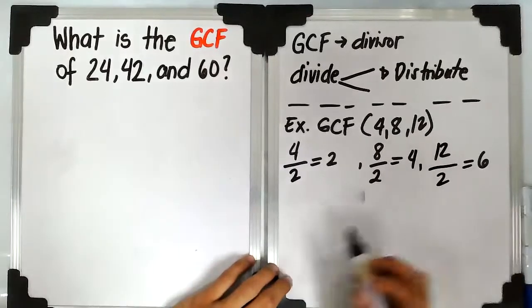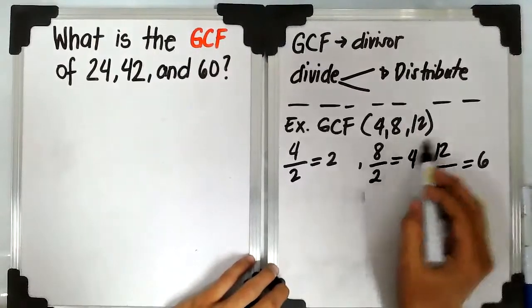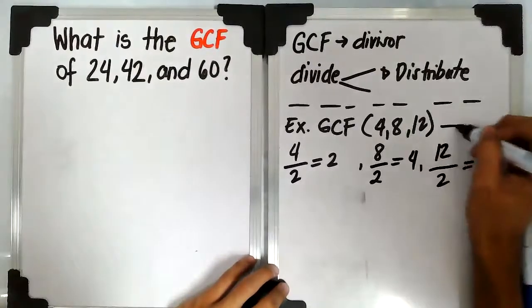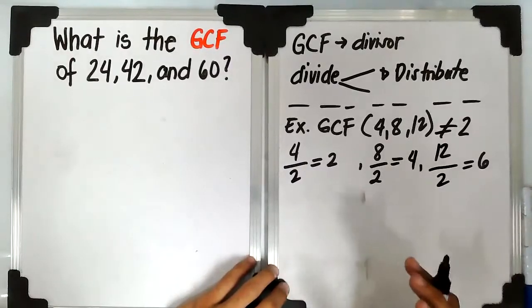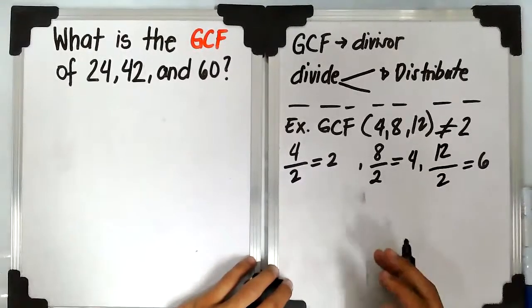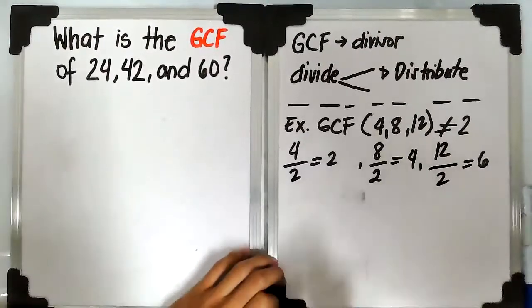But since the results are even and still divisible by 2, it means that the GCF of 4, 8, and 12 is not 2. And since 2, 4, and 6 are divisible by 2, how about if we try to use 4? So let's say, for example, we're going to use 4.